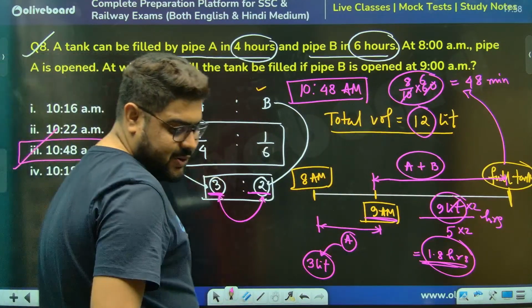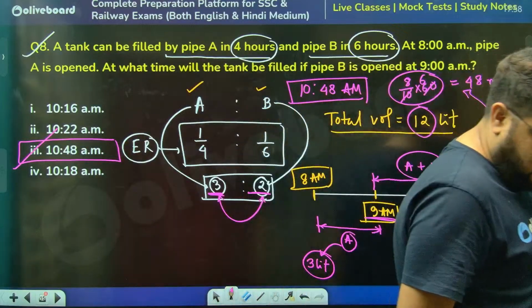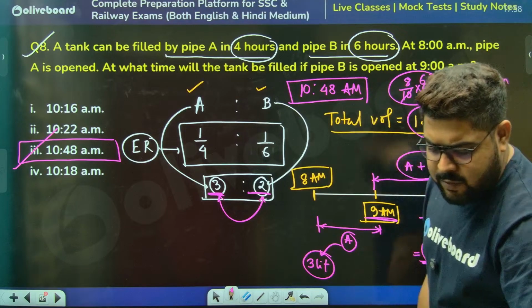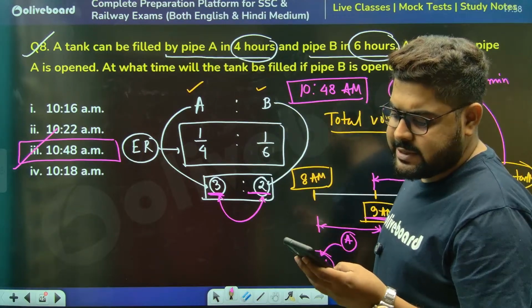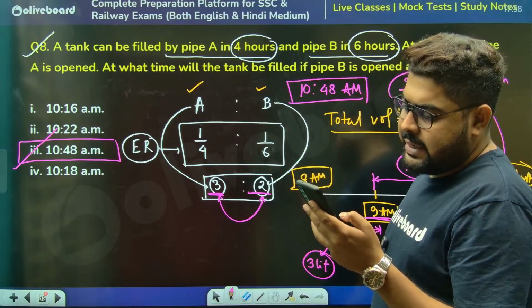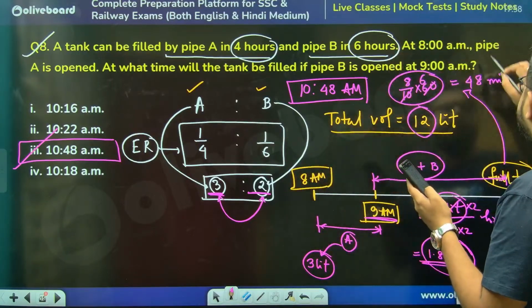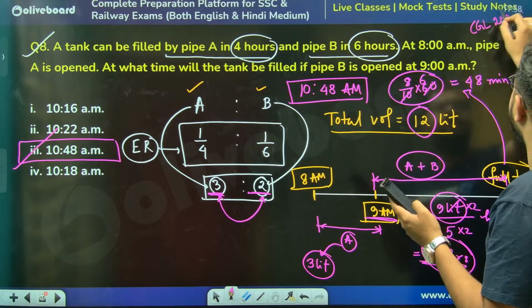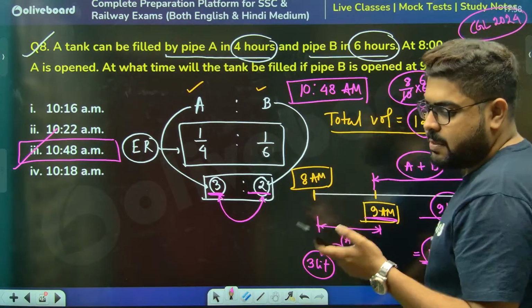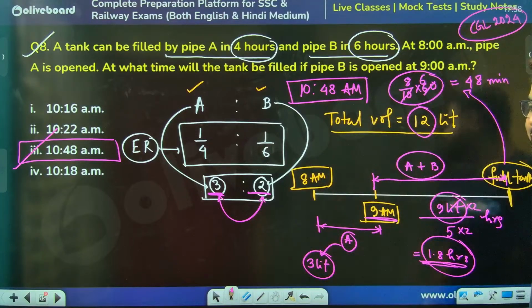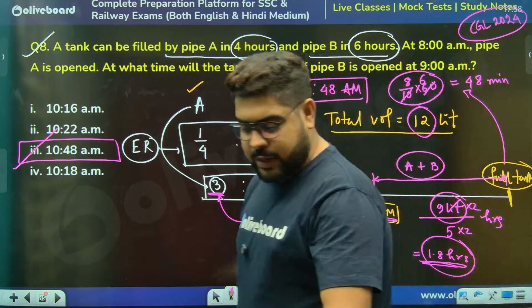Option number 3. Is this clear, sir? You see, very, very simple. If you want to know which year this question was from, this was from CGL 24. Garma-garam question, sir. Perfect, everyone. Chalo, sir. Let's do one more.